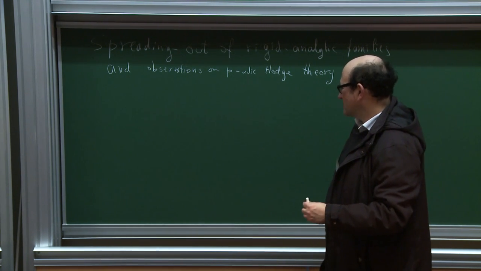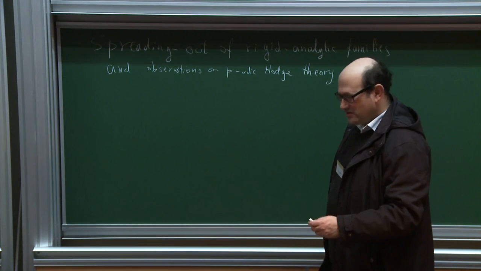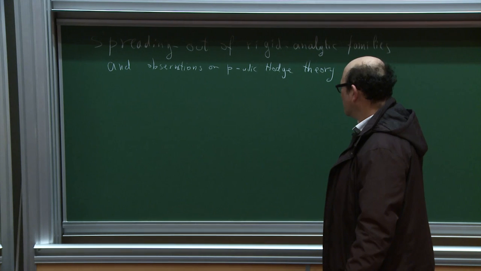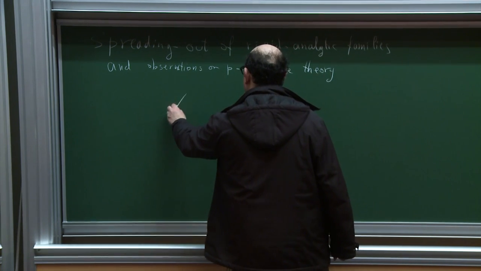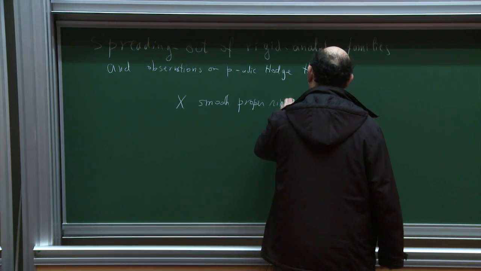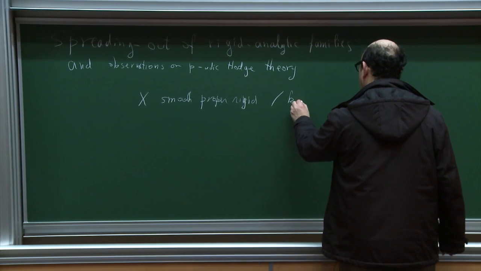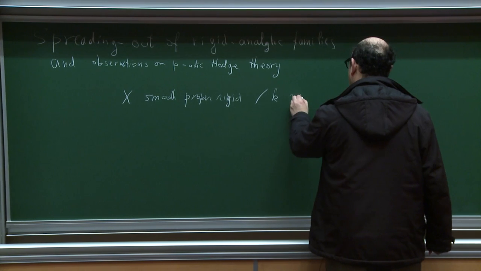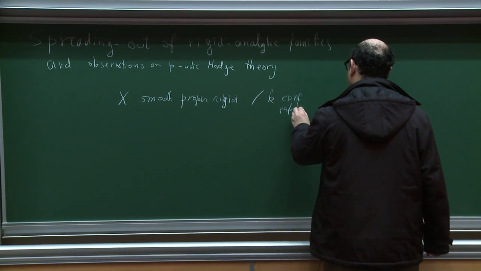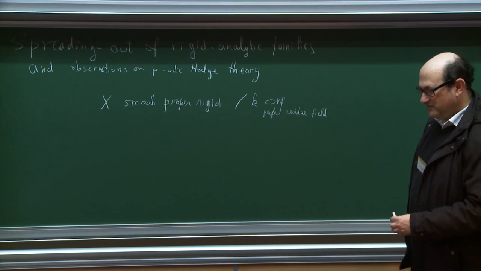The motivation came from questions about rigid analytic spaces, in particular results on P-adic Hodge theory, which were proved by Scholze, extending the approach of Faltings using perfectoid spaces. So in particular, we have a smooth proper rigid analytic space over a non-Archimedean field. A non-Archimedean field will be complete for a rank one valuation. I will suppose that it is a discretely valued field with perfect residue field, so a usual local field.